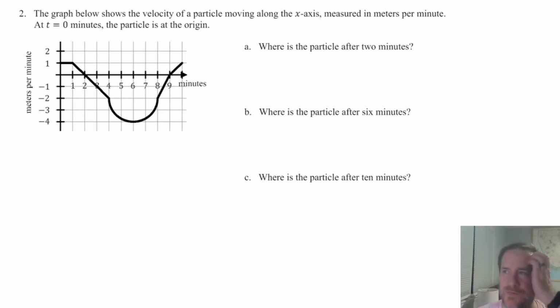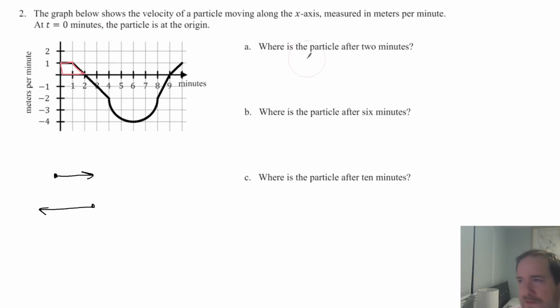So number 2 is more of the same. This one again is about a particle moving along the x-axis. So these positive areas imply that the particle is moving to the right. These negative areas down here imply that the particle is moving to the left. But the first one says, where's the particle after 2 minutes? So you literally just want that first little bit of area between 0 and 2, which is another trapezoid.